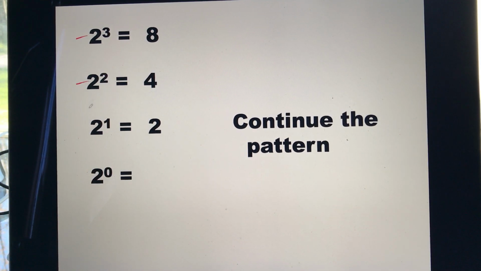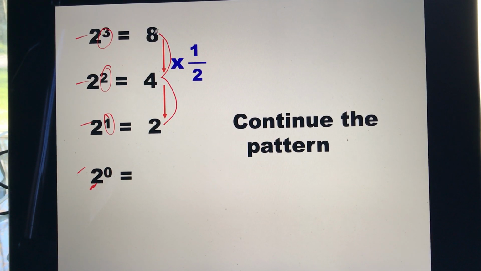I have a base of 2 all the way down, so I'll keep my base of 2. I'm going 3, 2, 1, 0 would be next. 8, 4, and 2. How am I progressing here? Well, I'm multiplying by half. 8 times a half is 4. 4 times a half is 2. So then I must continue my pattern. 2 times a half would be 1.